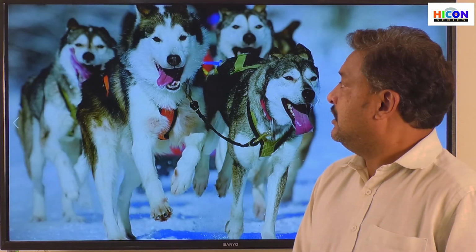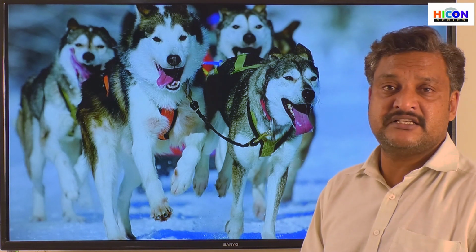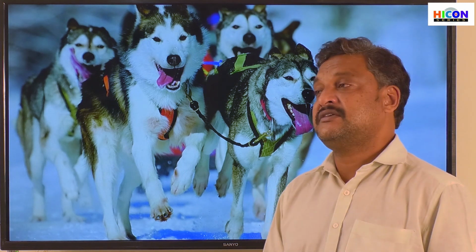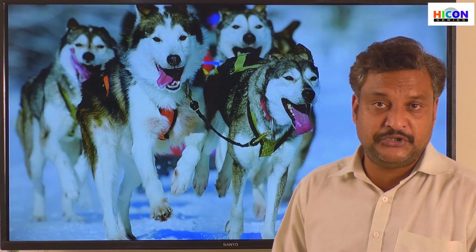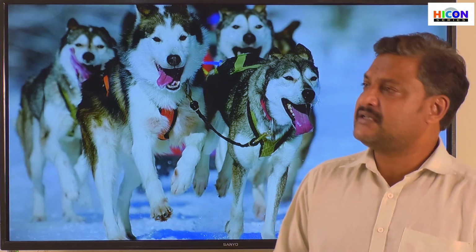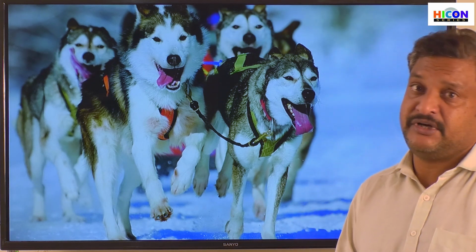Then these are one of the most important animals as far as these regions are concerned. They are known as huskies. Huskies are nothing else but a variety of dogs which is usually seen in these cold regions. Alaska is one region where these dogs are extensively used for transportation also.